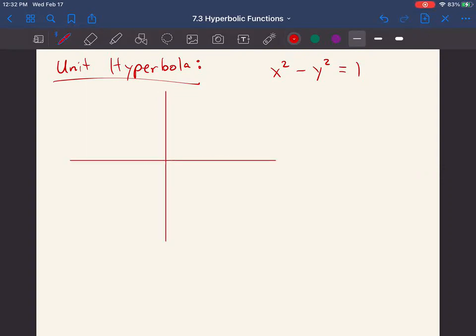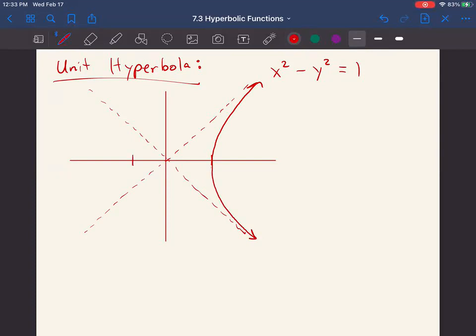Okay, and this is going to go through the point (1, 0), and it's going to go like this. And so what we're going to do is draw in these 45 degree angle dotted lines like that. And then our hyperbola is going to asymptote to those dotted lines as we go through like that. And that's going to do it over here too.